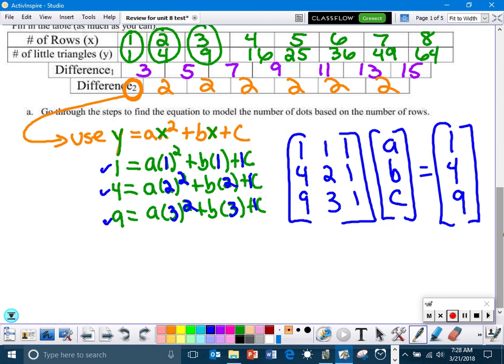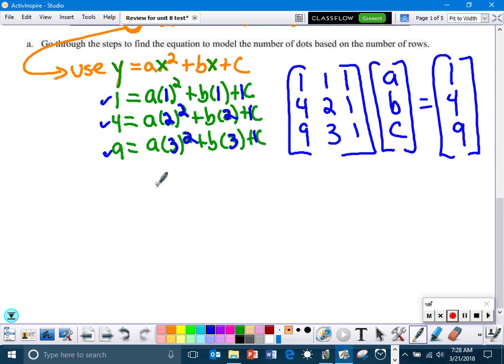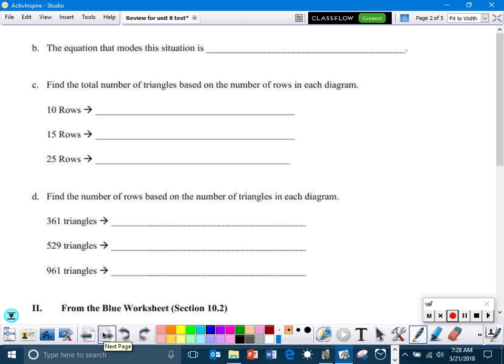So A is 1, B is 0, C is 0. All right, so what does that mean? Let's turn the page. So the equation for this model is y equals 1 x squared.